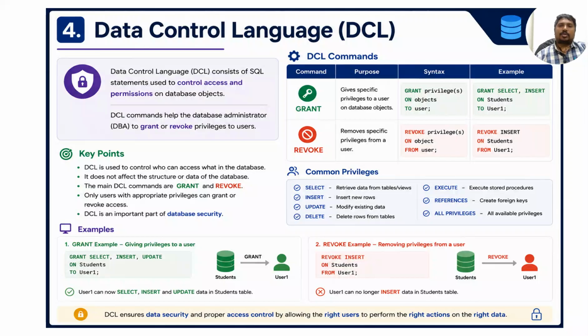The example of these two code are given. Grant select, insert, update commands on student table to user one. That is, it gives the privileges to user one for the particular table such as student. Similarly, example of revoke is also given. Revoke insert on student from user one means it will be revoking the permission or privilege on the student table to the user one. So this is all about SQL statement and SQL statement categories.